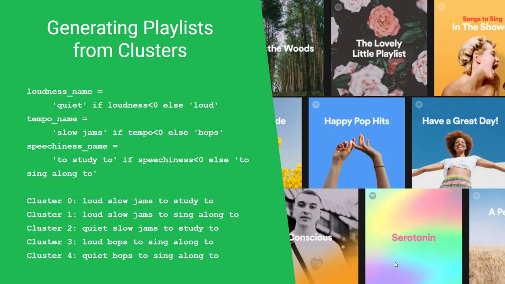So generate playlists from clusters. So we had to generate the playlist from the clusters. With these equations that we stated right here, we concluded that cluster 0 is slow jams to study to, cluster 1 is slow jams to sing along to, cluster 2 is quiet slow jams to study to, cluster 3 is loud bops to sing along to, and cluster 4 is quiet bops to sing along to.